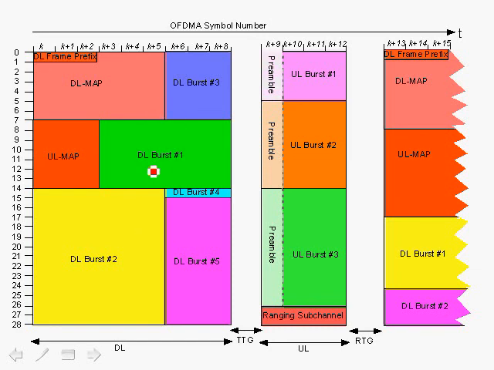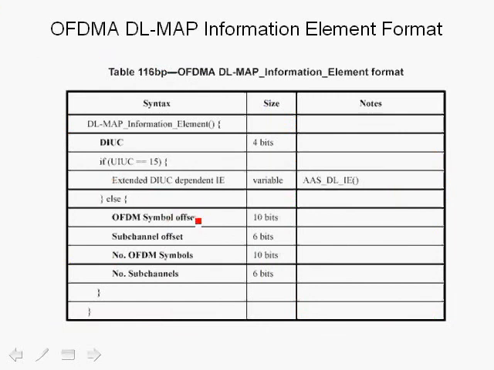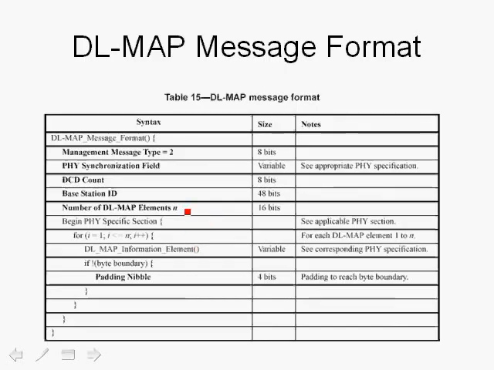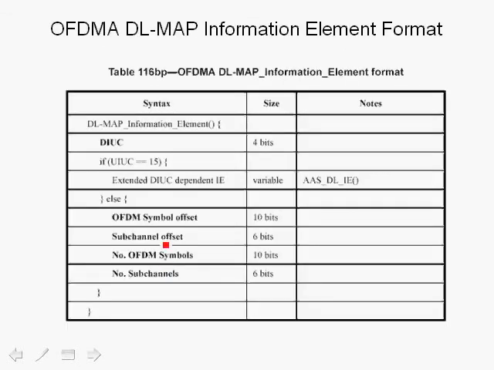Let's take a look at, for example, downlink burst number 1. The information element for downlink burst number 1 would need to specify the offset for the OFDM symbol here, the time slot, and the offset for the subchannel, the number of OFDM symbols, and the number of subchannels. Let's go back here. So basically, the OFDM symbol offset, the subchannel offset, number of OFDM symbols, and number of subchannels for the downlink burst. And here we have, of course, 5 downlink bursts, so the number of elements here would be 5, and this would be followed by 5 information elements describing each region.